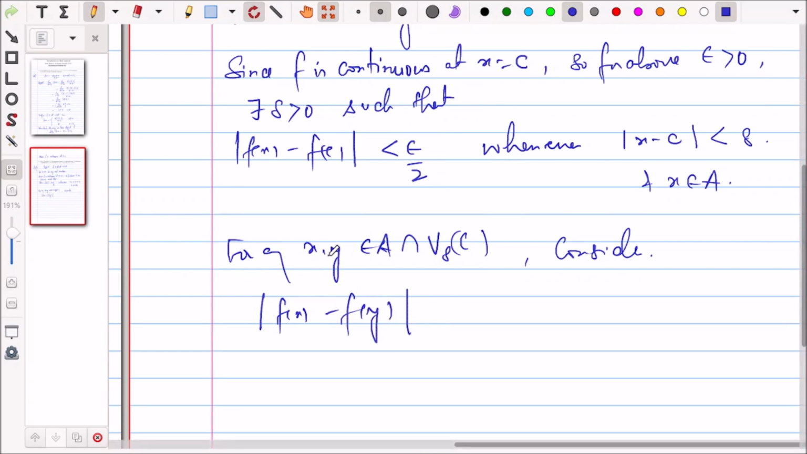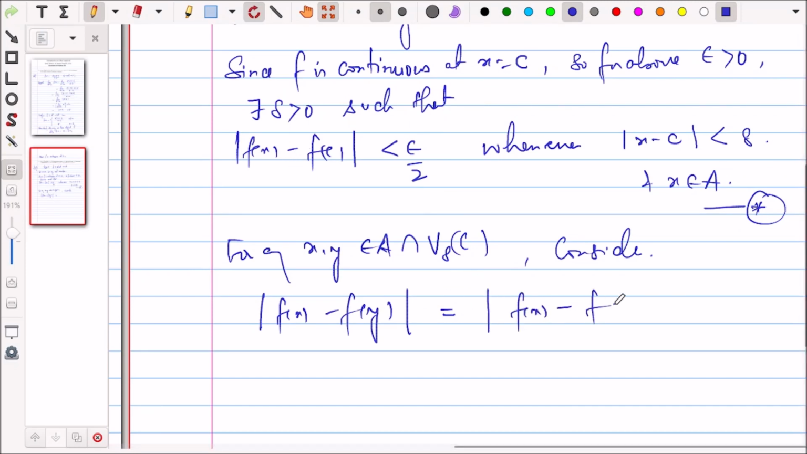Okay, so we have started with any 2 points in this set, and we want to prove that this is less than epsilon, so we have to make use of this star. So what we will do, we will use the triangle inequality. We have to bring fc in place because we want to use this star, so we will do addition and subtraction of fc.